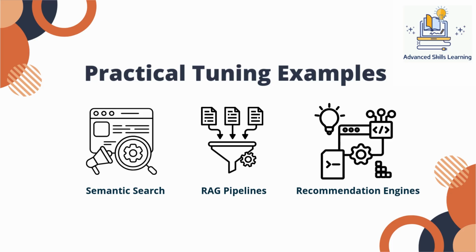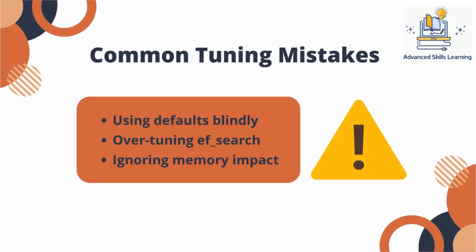One common mistake is relying entirely on default parameter values provided by vector databases. Defaults are designed to work reasonably well across many scenarios, but they are rarely optimal for specific datasets or workloads. Another mistake is aggressively increasing EF_search without measuring the actual improvement in result quality, which can unnecessarily increase cost.